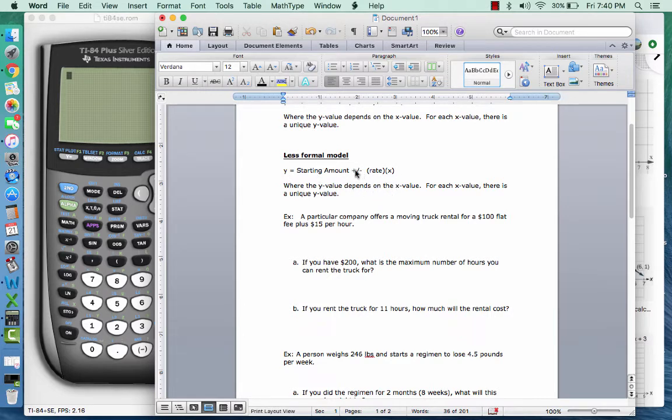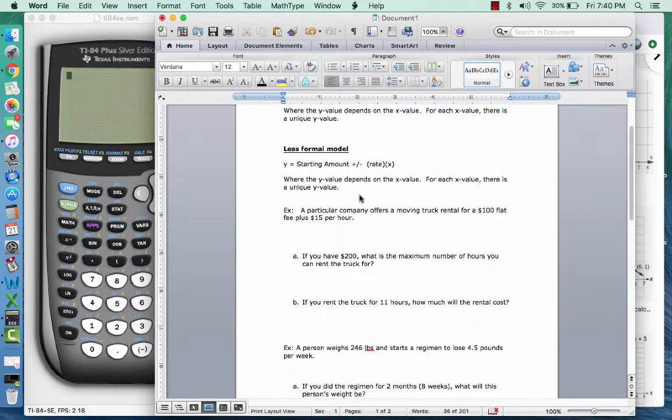Now notice the rate could be positive or negative, so I wrote a plus or minus here because we could be losing things or gaining things depending on whether the rate is positive or negative. So we'll see both of those situations in these examples below. So let's look at this first one.